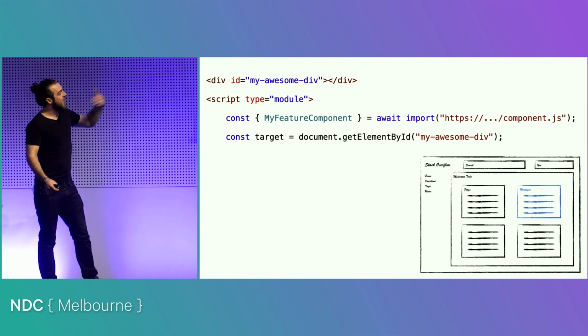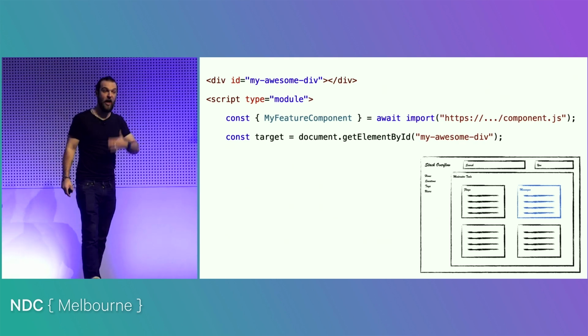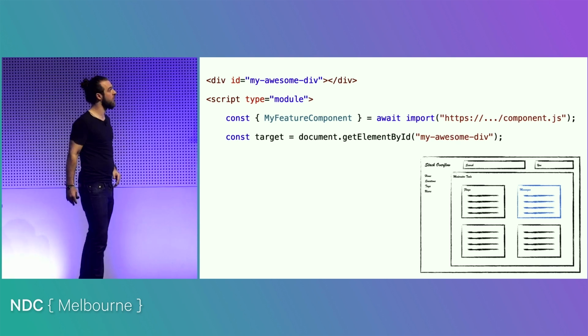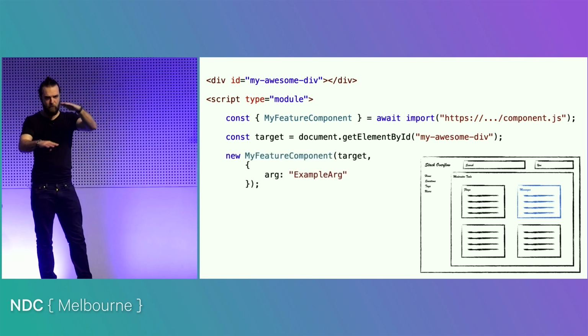Then you need to go and get your div. So document.getElementById, my awesome div. Again, it's just plain JavaScript, nothing fancy going on here. And then there's some syntax to combine the two together.